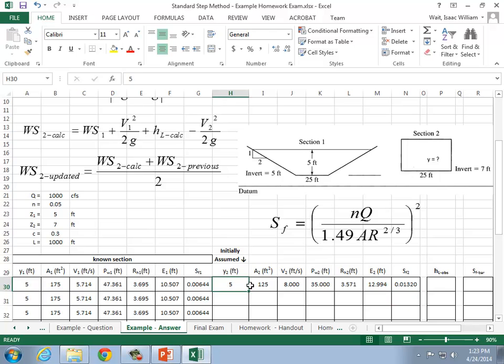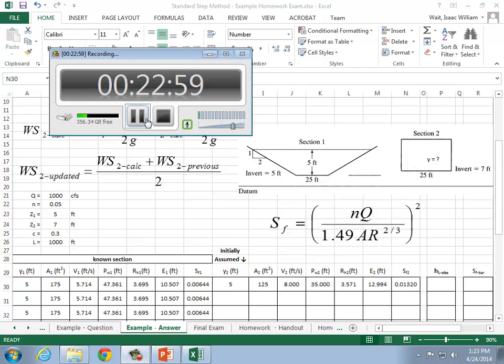Any questions on this next set of calculations here? I'll pause for a moment to give you time to catch up.